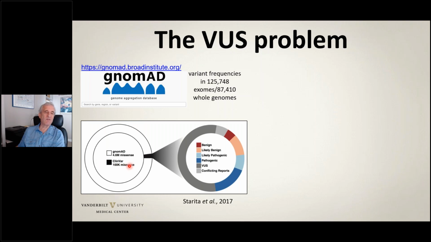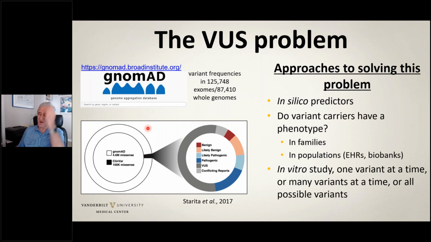website. Of the 100,000 that were listed in ClinVar as having an assertion, only over half of those were VUSs as well. So you can see that the vast majority of SNPs that come along fall into the variant of uncertain significance category. So how do you solve this problem? Well, there have been in silico methods developed. You can ask the question, do variant carriers have a phenotype?